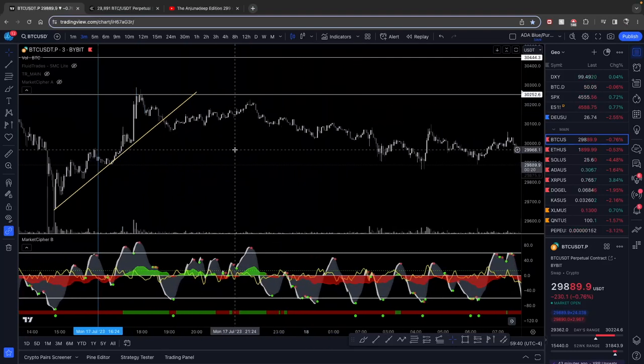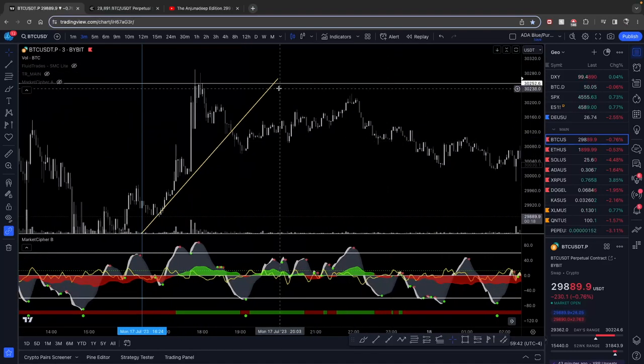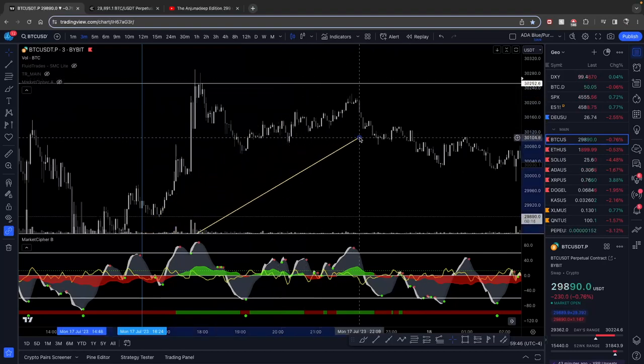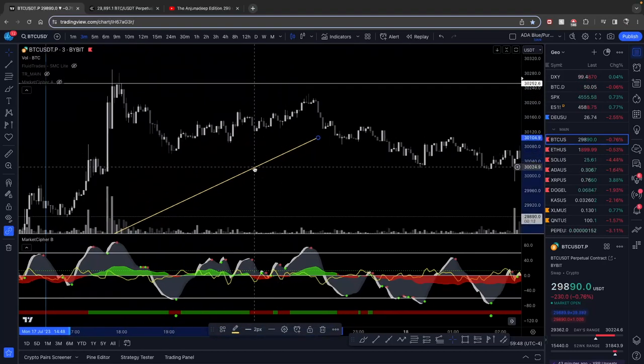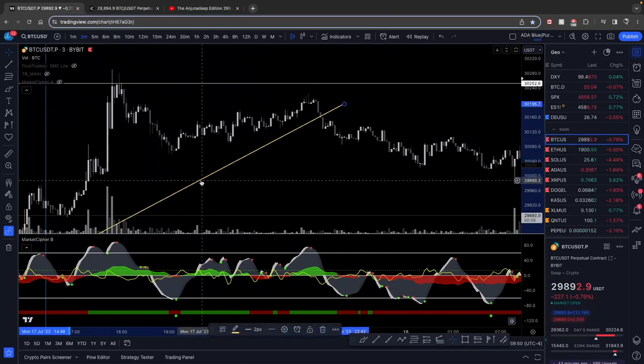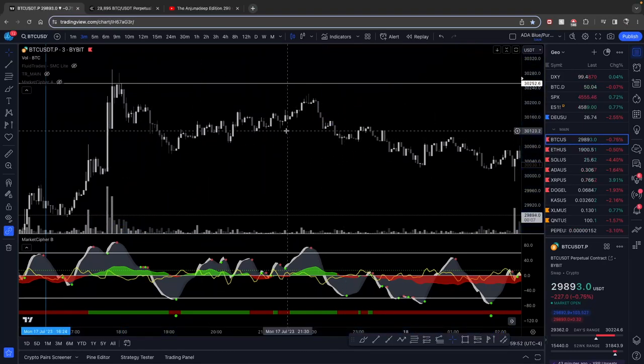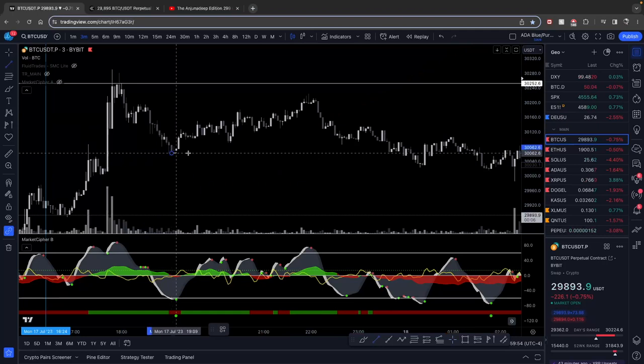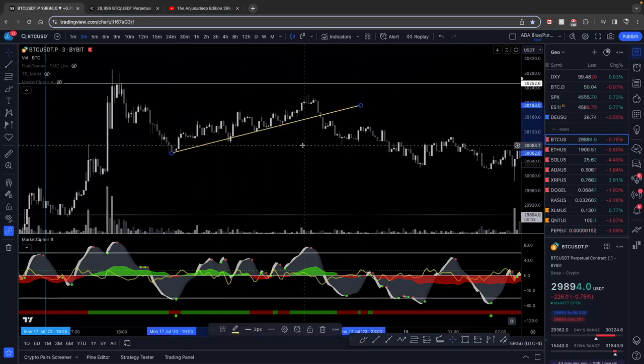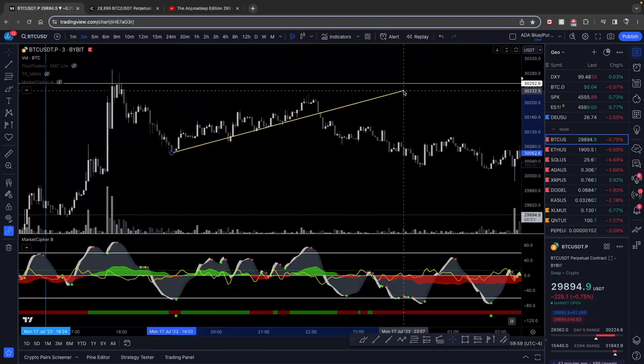Now, when it comes to your trend lines, it's important to see how they break and how they react when they're at the trend lines. And also, you're going to be drawing a lot of them. Like, I can even draw this one also. When you're on the short-term time frames, you can also draw this.